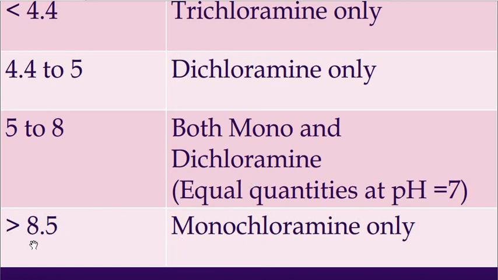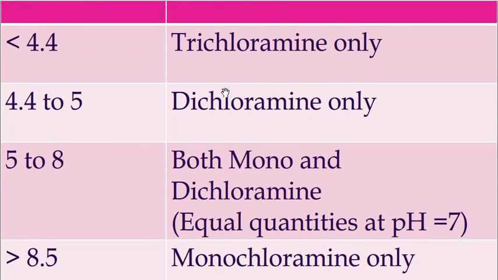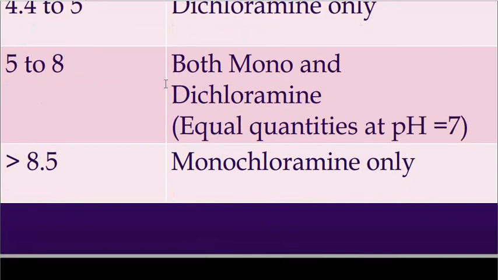Means at the higher pH, monochloramine forms, and as the pH reduces, the chloramine changes: monochloramine, then dichloramine, then mono and dichloramine, and again dichloramine, and lastly trichloramine. And it is an inverse relation, that is, as the pH is decreasing, the chlorination of the ammonia is increasing.